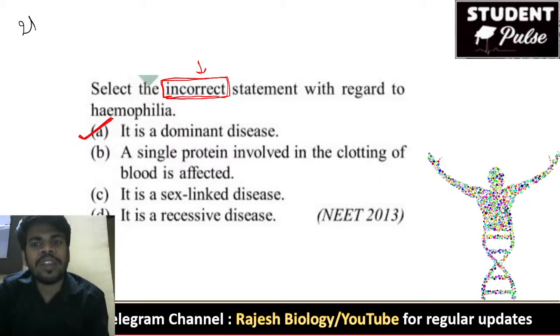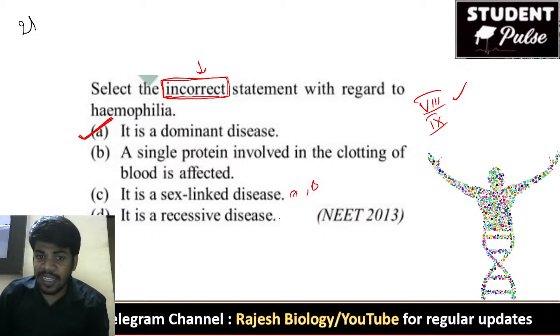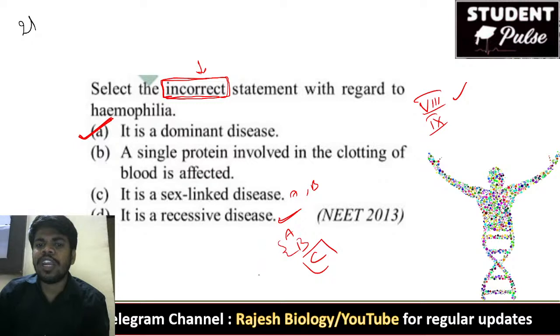A single protein involved in the clotting of blood is affected. That is hemophilia. It may be clotting factor 8 that is affected. That's why clotting does not take place and more hemorrhage takes place. Or maybe factor number 9, or factor number 11. One factor is affected in hemophilia. So that is right. It is also sex linked. Hemophilia A and hemophilia B both are sex linked. It is a recessive disorder. Hemophilia A recessive, B recessive, C also recessive. But C is autosomal recessive, while A and B are X-linked recessive.